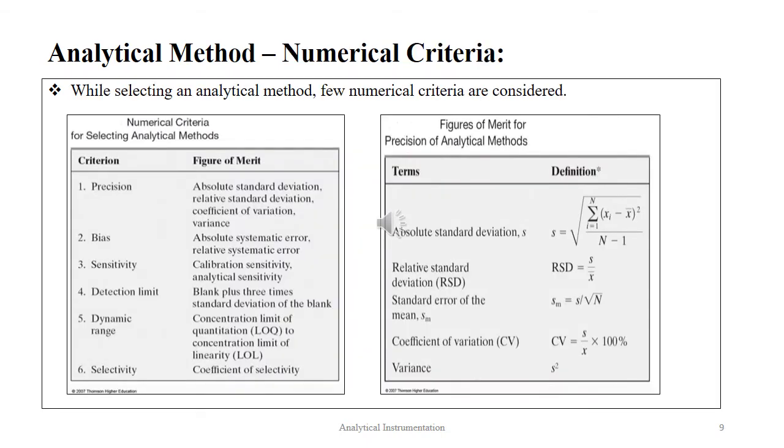So to summarize, while selecting an analytical method, these particular numerical criteria are to be maintained: precision, bias, sensitivity, detection limit, dynamic range, and selectivity. The statistical parameters which found immense importance in analytical methods are absolute standard deviation, relative standard deviation, standard error of the mean, coefficient of variation, and variance.